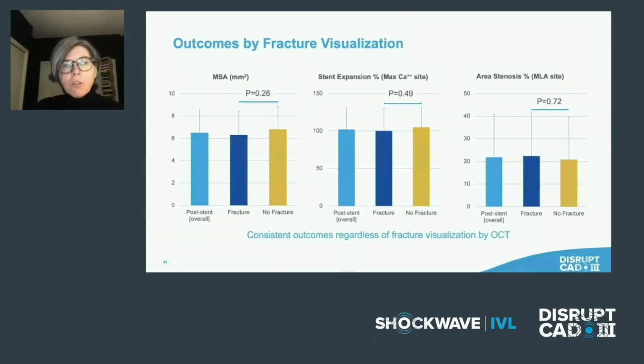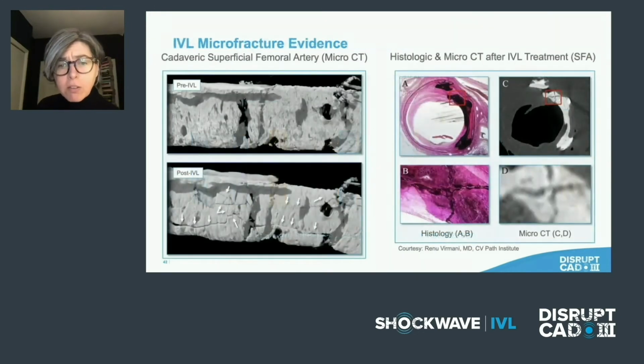So they went on to analyse visible fracture versus non-visible fracture, and what they saw was that in these 2 populations of patients, there was no ultimate difference in the MSA, stent expansion, or the final area of stenosis, whether a fracture could or could not be seen in the OCT. And the thinking is that this is most likely due to the presence of microfractures that the OCT can't detect.